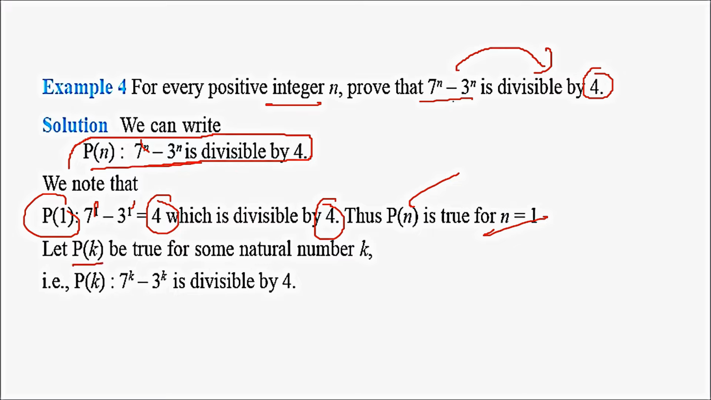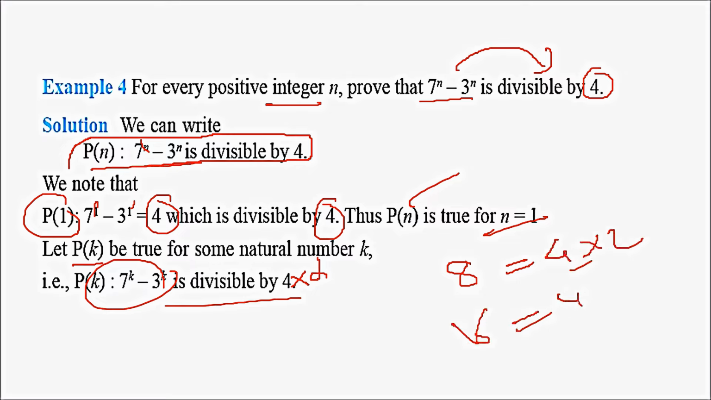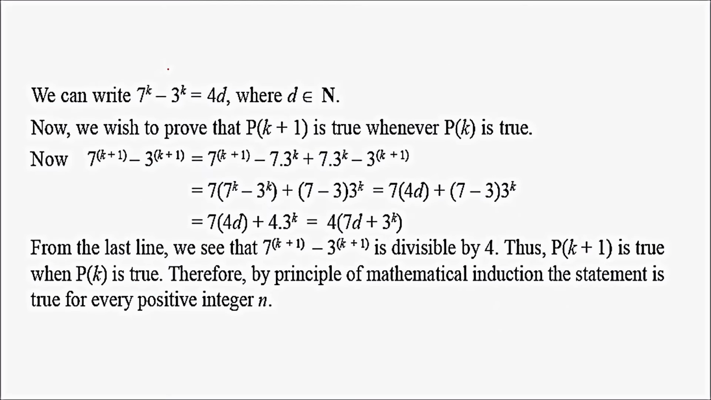What about Pk? Any k value you take. Pk is 7 to the power k minus 3 to the power k is divisible by 4. So this is equal to 4 into some value. Why am I saying this? Because if you say that 8 is divisible by 4, you are writing 4 into 2. When you say 16 is divisible by 4, you are writing 4 into 4. So you are placing 4 and some natural number here. You can express this division in the form of an equality: 7 to the power k minus 3 to the power k is equal to 4d, where d can be any natural number.